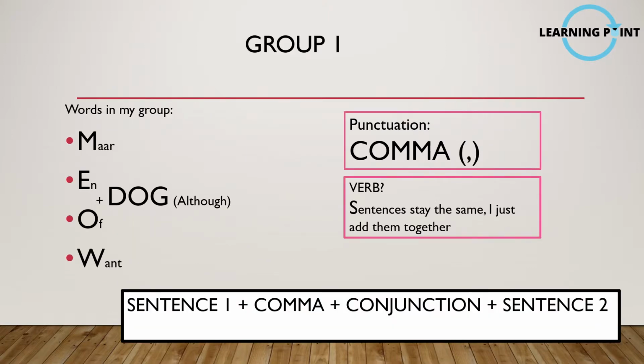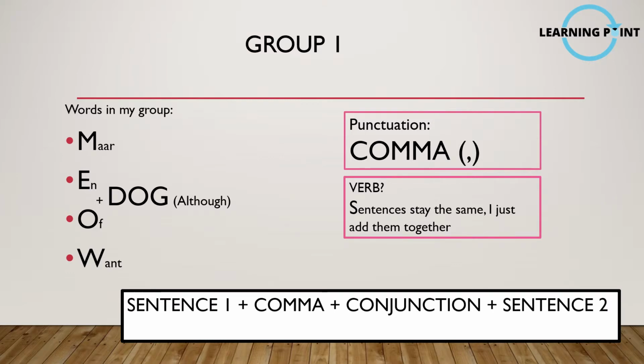So group one. The words in this group, if I have the following at the end of the sentence, maar, en, of, want, and doch, which means although, not dog, then I know I'm in group one. And then I apply the following rules. The punctuation I use is a comma, and the verb in the second sentence stays the same. I just add them together.